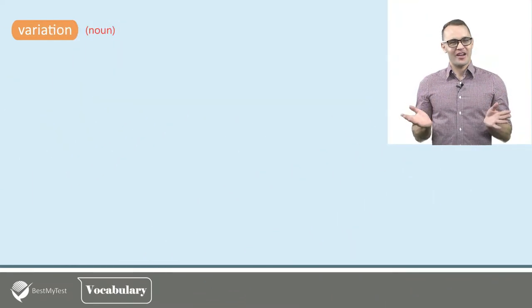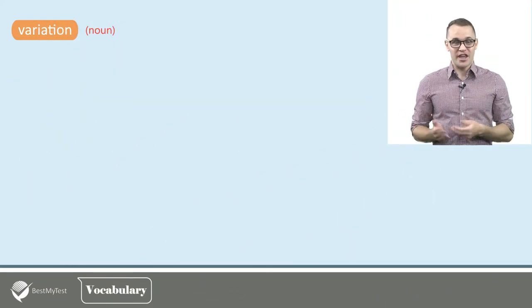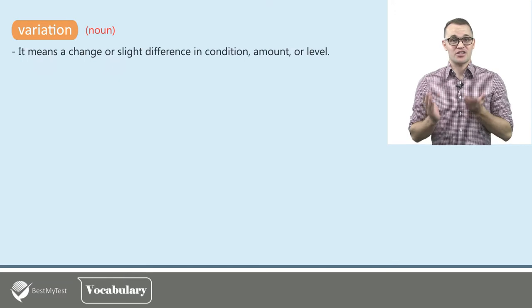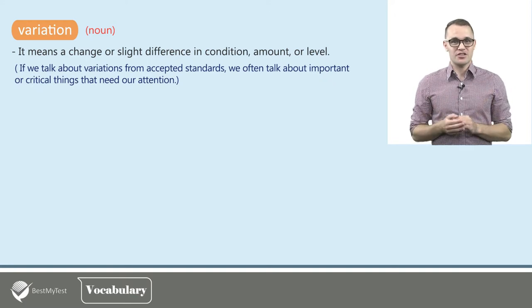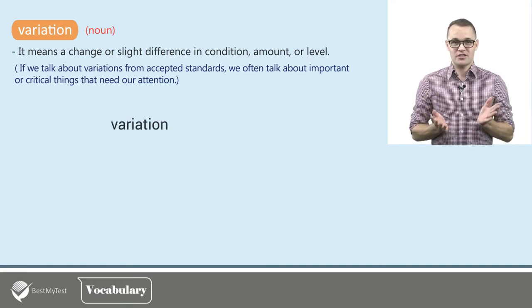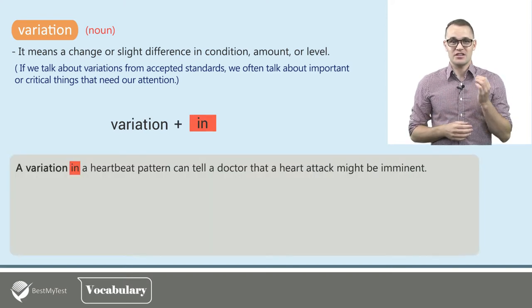Okay, our next word is the noun variation. Variation means a change or a slight difference in condition, amount, or level. If we talk about variations from accepted standards, we often talk about important or critical things that need our attention. The word variation is used with the preposition in. For example, a variation in a heartbeat pattern can tell a doctor that a heart attack might be imminent.